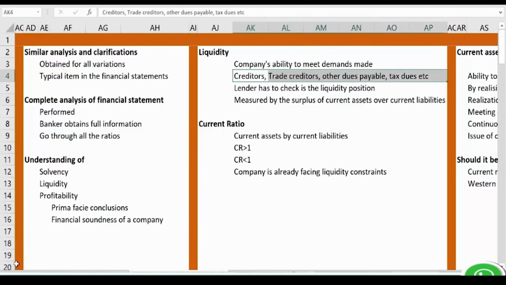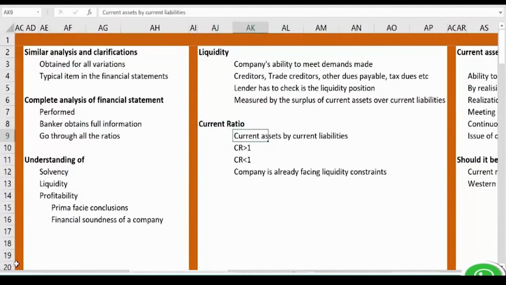So a bank or a lender, before giving a loan to a customer, has to check the liquidity position of the borrower. And how can they be convinced that this customer has enough liquidity? This is measured by the surplus of current assets over current liability. If current assets are greater than current liability, then we can say there is liquidity, and that can be measured through a ratio called the current ratio.